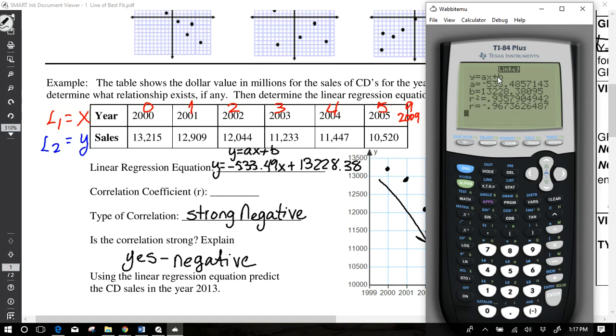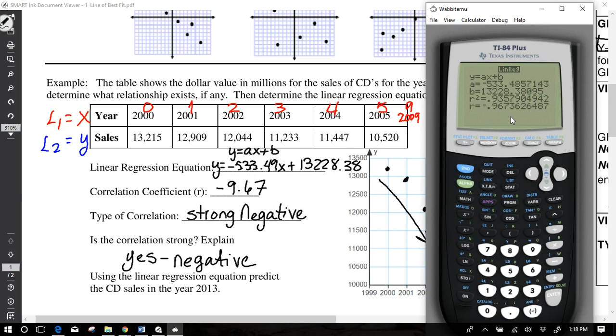Now, which one is the correlation coefficient? The correlation coefficient is always the bottom R value. It is the R that's all by itself. Notice the one up above it has a square. We do not need that information until we get to a later math class. So for now, I'm going to put negative 9.7. I'm going to round that 6 up to a 7. And so I can definitely see that I have a very strong correlation coefficient. All right, it's a very strong negative.